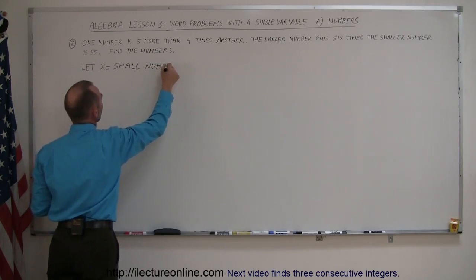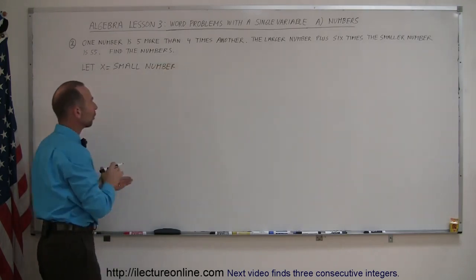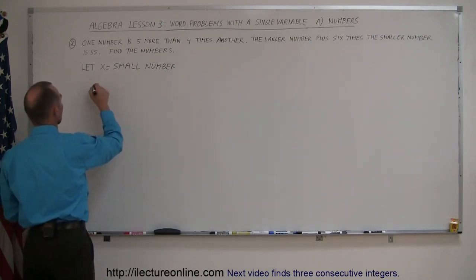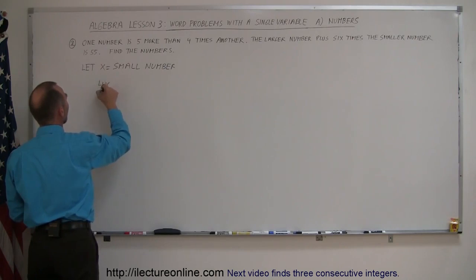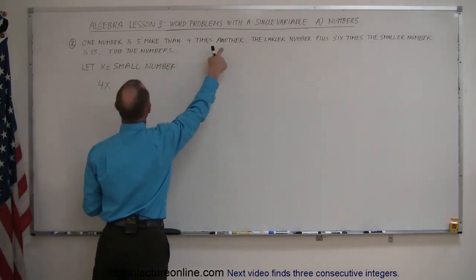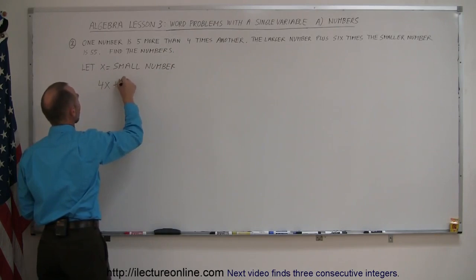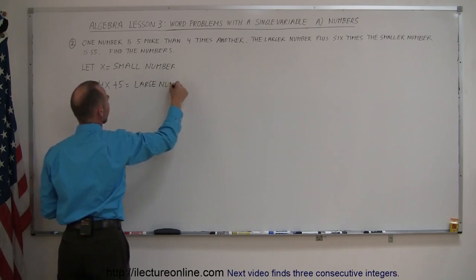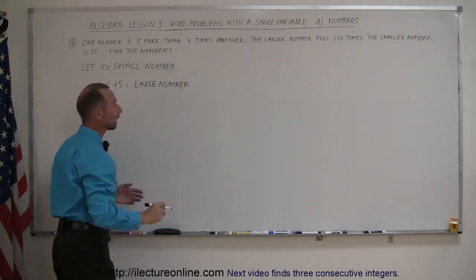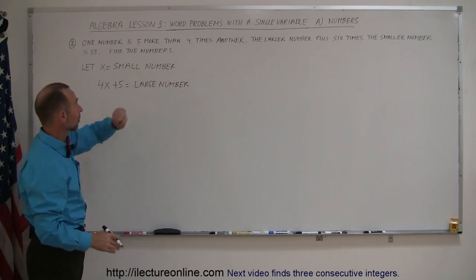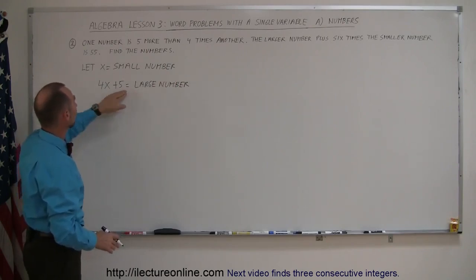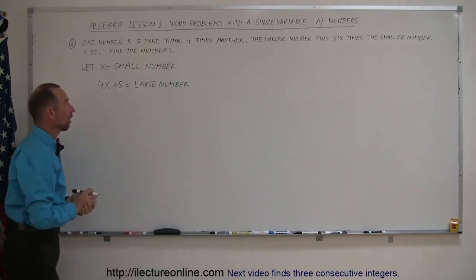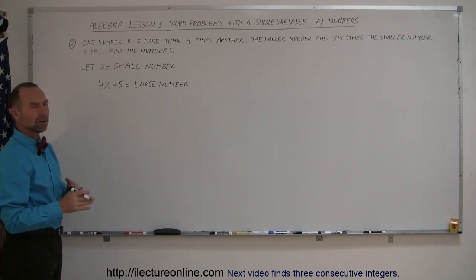And then the large number, according to the problem, is 5 more than 4 times the small number. So 4 times x, so 4 times the small number, plus 5. That must equal the large number. Okay, so again, let x equal the small number. That's the other number they're talking about. And then the large number is 4 times the small number and 5 more. That's 4x plus 5.